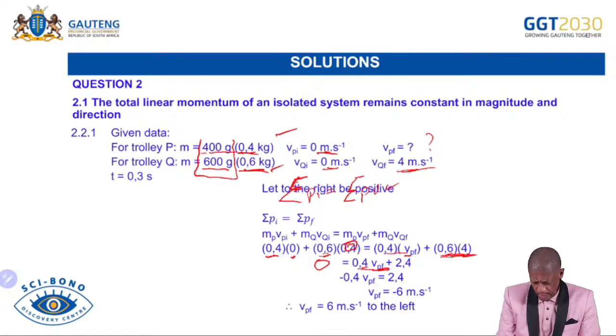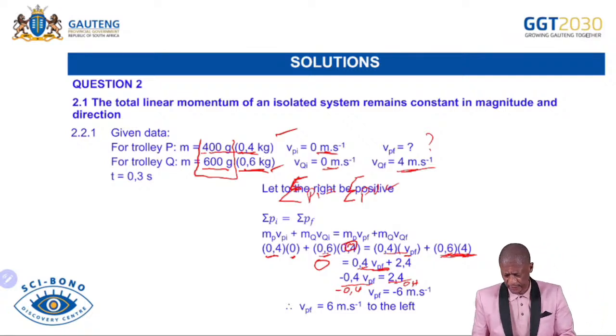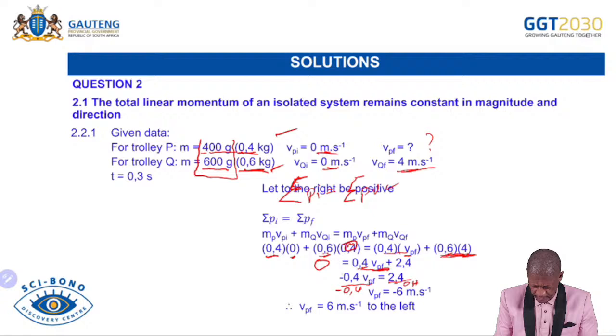Now, what do we want now? We want V to remain. We'll divide by 0.4. You can say we divide by minus 0.4. Then if you divide the two, this will cancel each other. This one will remain with the V that we are looking for.